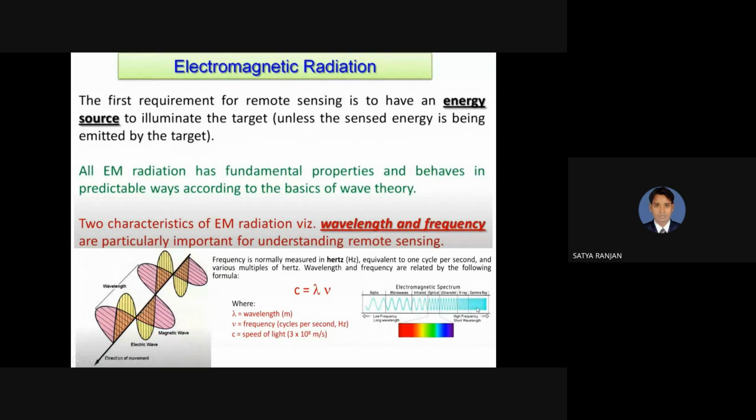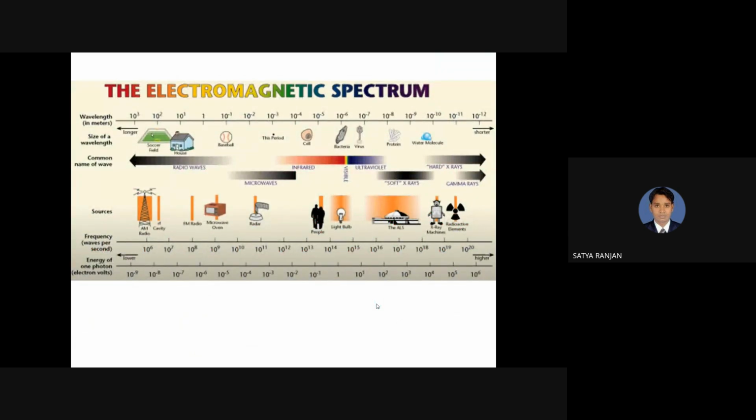So in the infrared and optical, that is blue, green, red, they have low wavelength and high frequency, and the radio waves have high wavelength and low frequency. So different applications are there based on the different frequency and different wavelength of the data. It is shown in this picture.